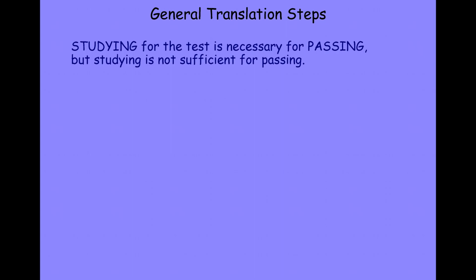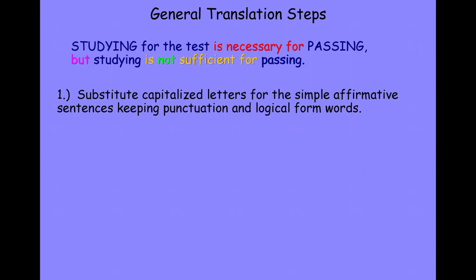Now we want to identify the logical form words. So we look at the sentence and we say, okay, "is necessary for" is a logical form phrase. It introduces a conditional. "But" is a logical form word. It introduces a dot. "Is sufficient for" is a logical form phrase. It introduces a conditional. And "not" is a logical form word. It introduces negation. So now that we have each of those logical form words or phrases, then we want to introduce, in our first step, capitalized letters for the simple affirmative sentences, keeping our punctuation and our logical form words. So we've got this hybrid between formalism and English, and that generates the following. S is necessary for P, comma, but S is not sufficient for P.